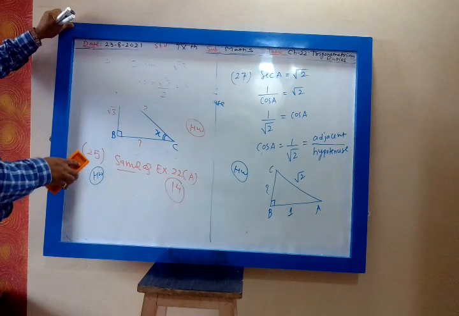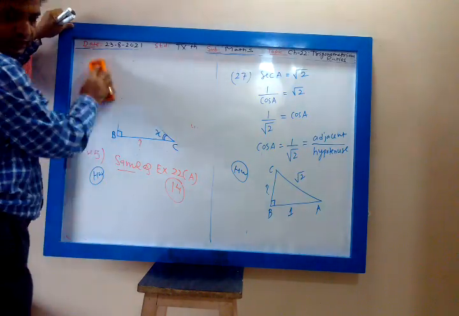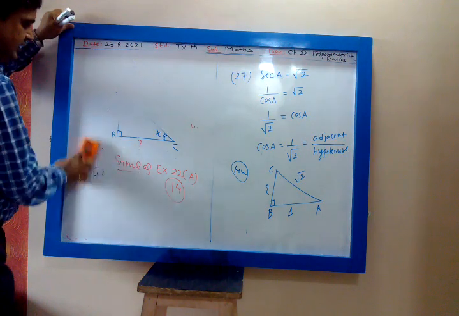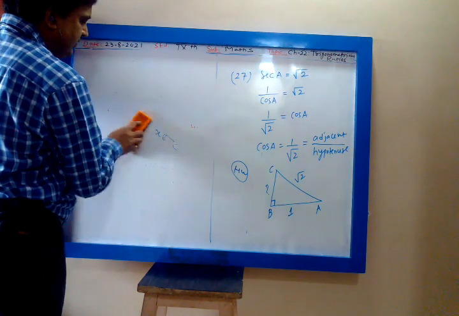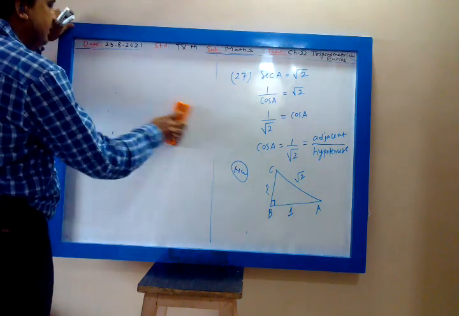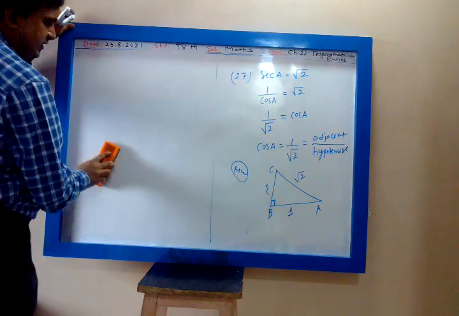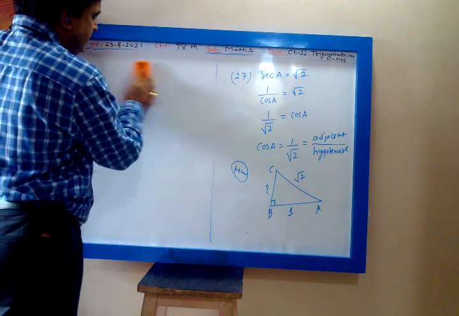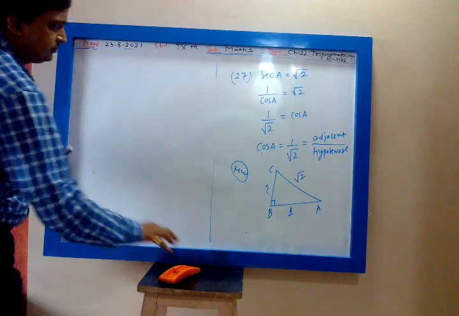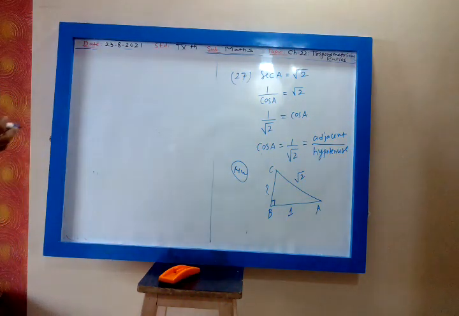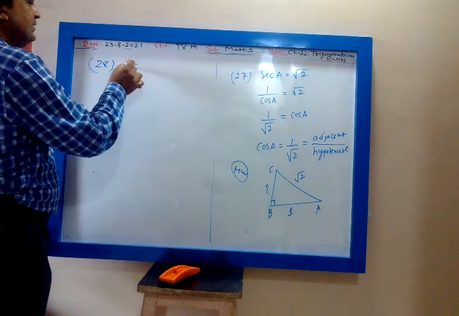Now 28: 5 cos theta is 3. Find the value of cosec theta minus cot theta upon cosec theta plus cot theta.